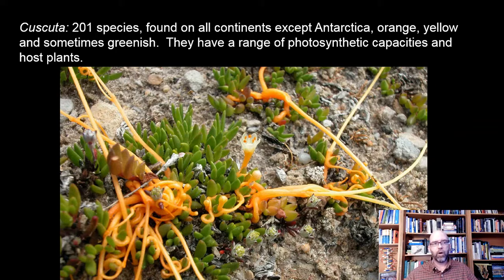There are over 200 species of Cuscuta found on all continents except Antarctica. They're orange like this one. Again, it just looks kind of like silly string, but it's actually attached to these other plants. And they can be yellow, and sometimes they're greenish, and it turns out they do have a range of photosynthetic capacities. And so we will look at different species and see how different species have differing abilities to do photosynthesis based on what's left in their genome.